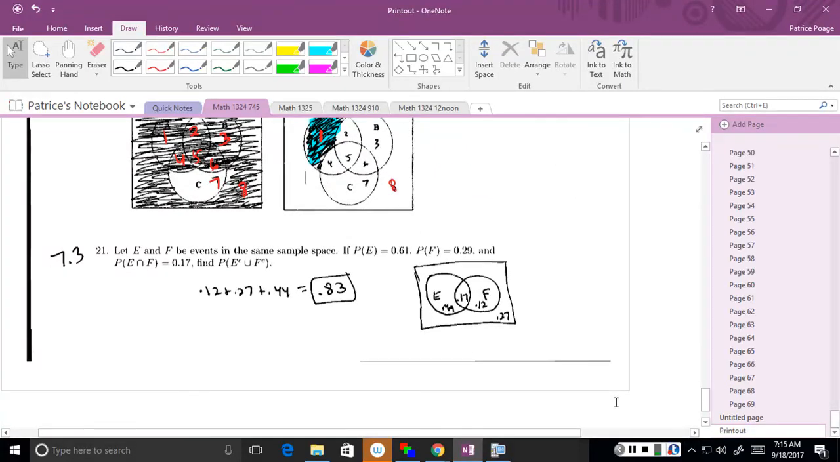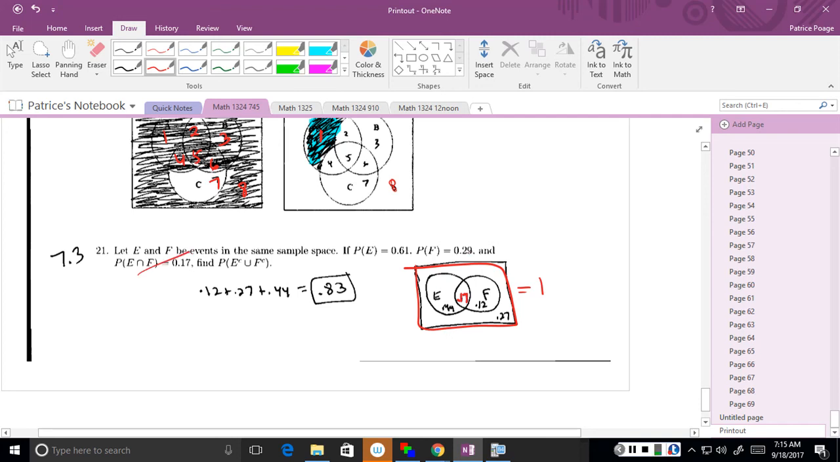And number 21. So it says that E and F be events in the same sample space. Definitely means I want to draw a picture. This whole thing adds to 1. I can't do anything with E yet because it'll add up to 0.61. F will add up to 0.29. E intersect F is 0.17. So I can put that right in the middle.